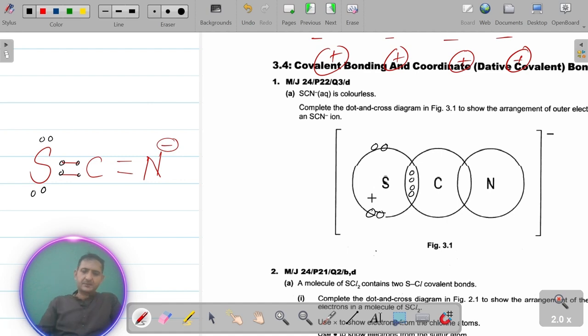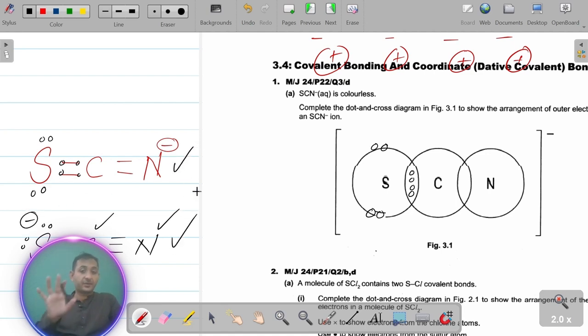Another possibility is if I draw sulfur making a single bond with carbon, and a triple bond with nitrogen. Now nitrogen is making 3 complete bonds, carbon is making 4, but now sulfur is incomplete, because it is group 6, so we can say 1, 2, 3, 4, 5, 6. So there is another possibility. Because there is a negative charge here, you can write this structure or this structure, both are correct. So don't be confused.